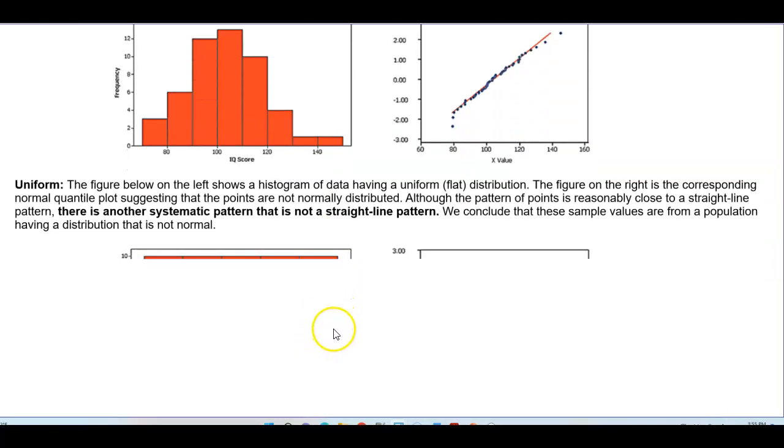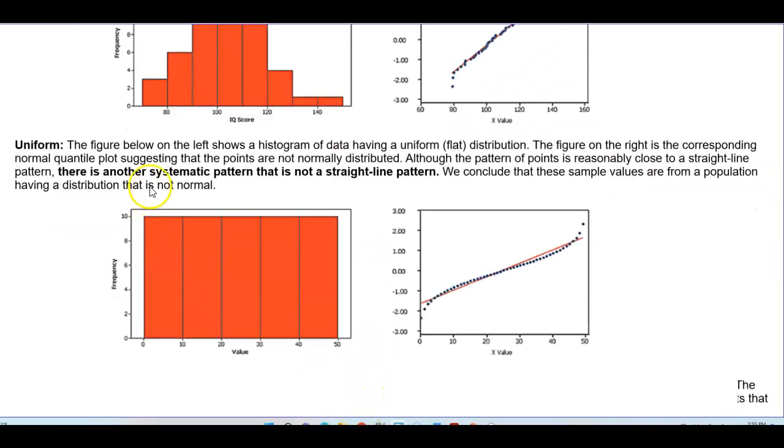Now, for a uniform distribution, we're going to see what these figures look like. The figure below on the left shows a histogram of data having a uniform, flat distribution. The figure on the right is the corresponding normal quantile plot, suggesting that the points are not normally distributed. Although the pattern of points is reasonably close to a straight pattern, there is another systematic pattern that is not a straight line pattern. You can see here that it creates a curve on one end and a curve on the other end. So if you get this type of histogram and this kind of graph, we would conclude that these sample values are from a population having a distribution that is not normal.